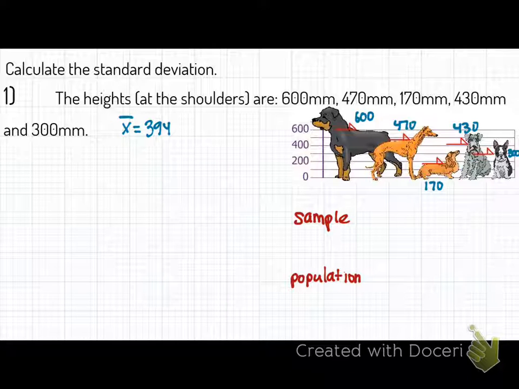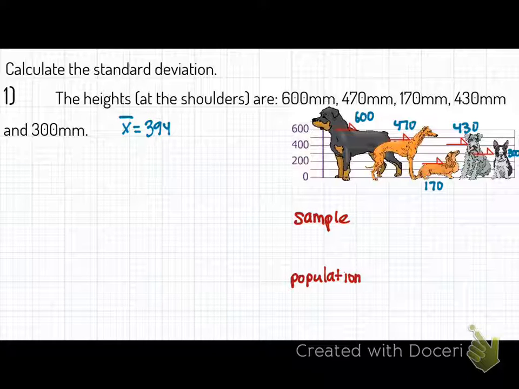Would you agree that if I lined up all my dogs in order, there would be 100% of dogs? Okay, cool. And what percent do you think the average would be? 50. Good. So what's the average of my dogs in this example? The average height is 394. Does that make sense? Good. So that's 50%.